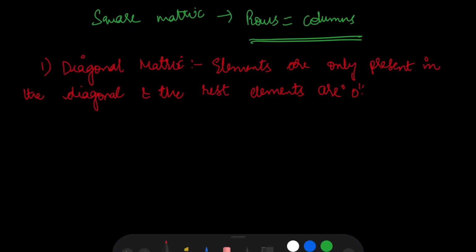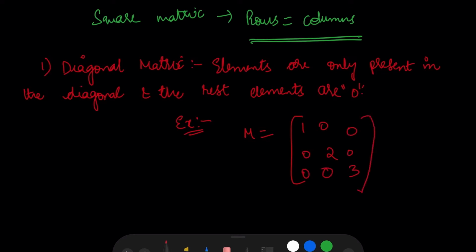Right, so an example for this is, let's take a matrix now, and you can have numbers like 1, 2, 3 on the diagonal, and the other elements are zero. So this is a diagonal matrix, and sometimes any one or two elements in the diagonal can also be zero. It will still be a diagonal matrix, right? And the second type of matrix that we are discussing will be the scalar matrix.